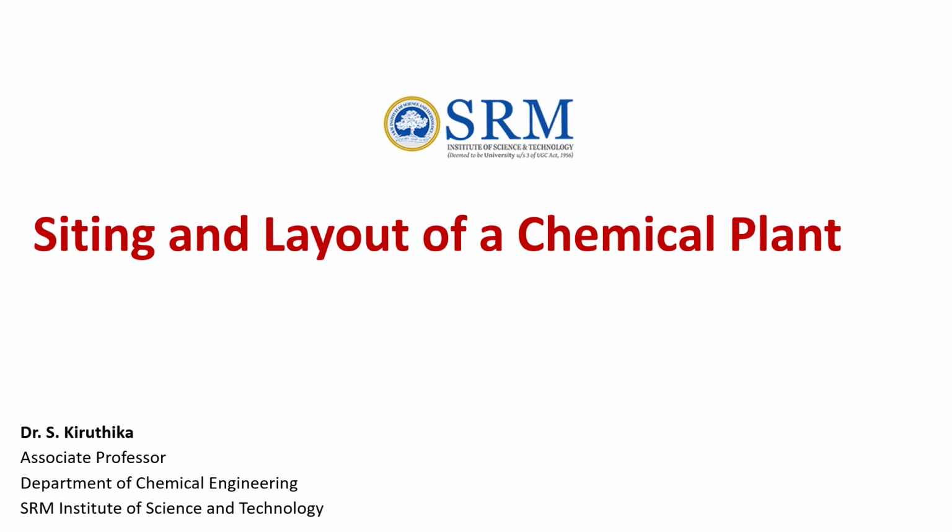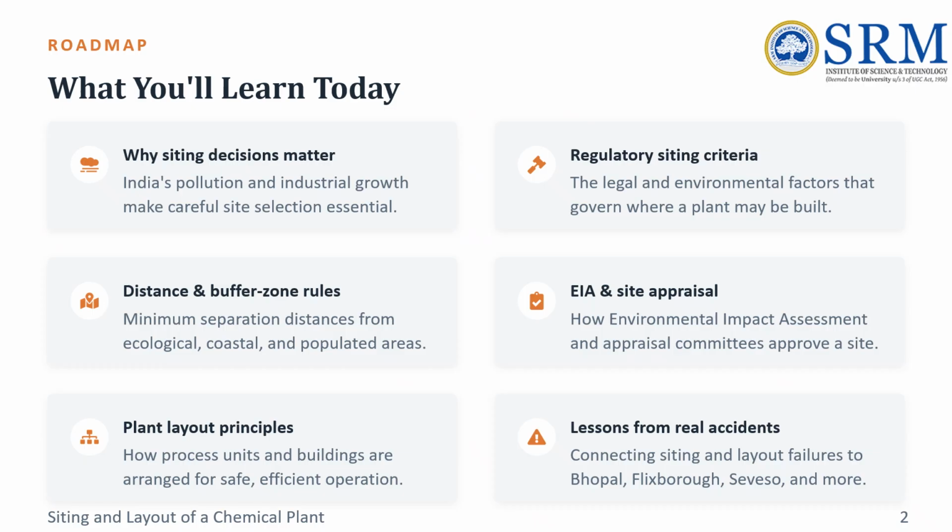By the end of this lecture, you will understand the principles of selecting a suitable site, regulatory requirements, buffer zones, plant layout principles, and lessons learned from major industrial accidents. So in this lecture, we will cover six important topics.